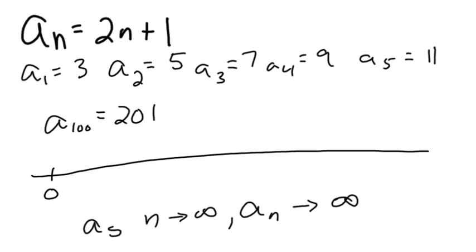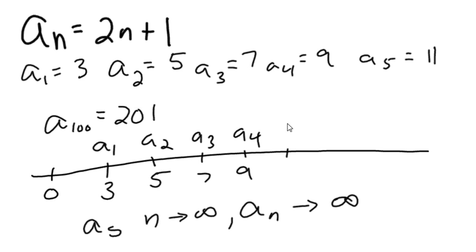Let's say here, 1, 2, let's say this is 3. That'd be a sub 1 is 3. 1, 2, then a sub 2 would be 5, and then a sub 3, 7. A sub 4 is 9. A sub 5 is 11. So as n gets bigger, the sequence gets bigger. It does not head towards a value. The sequence increases without bound.